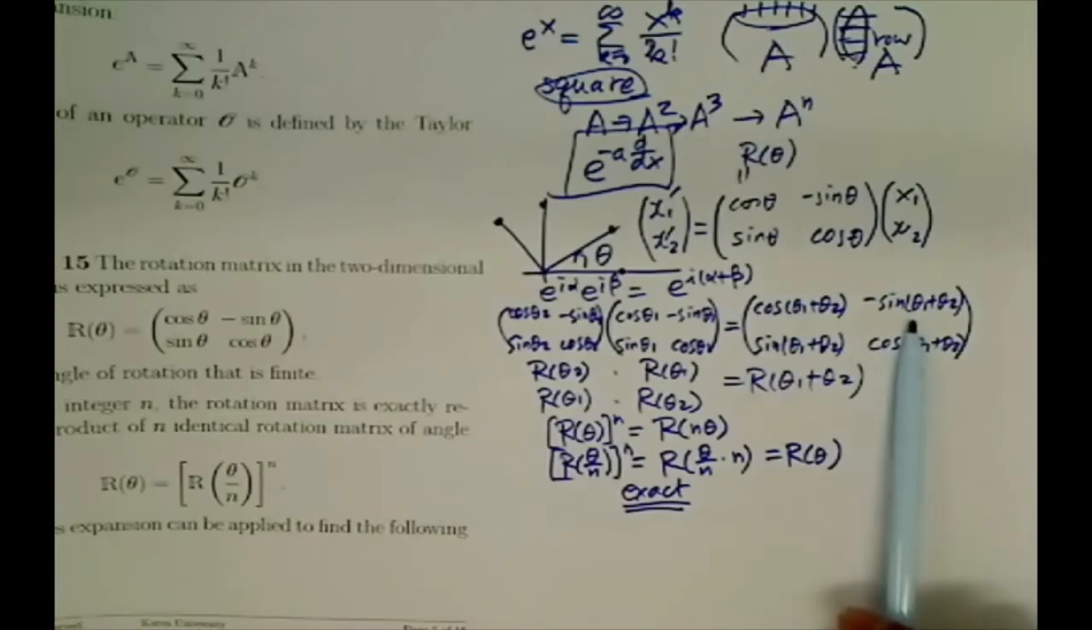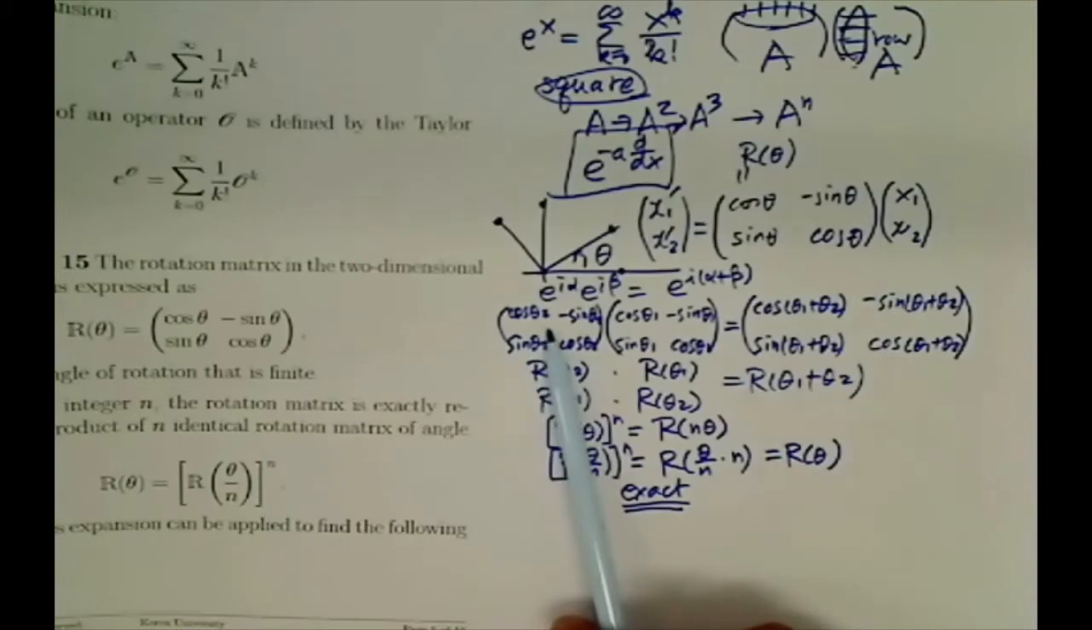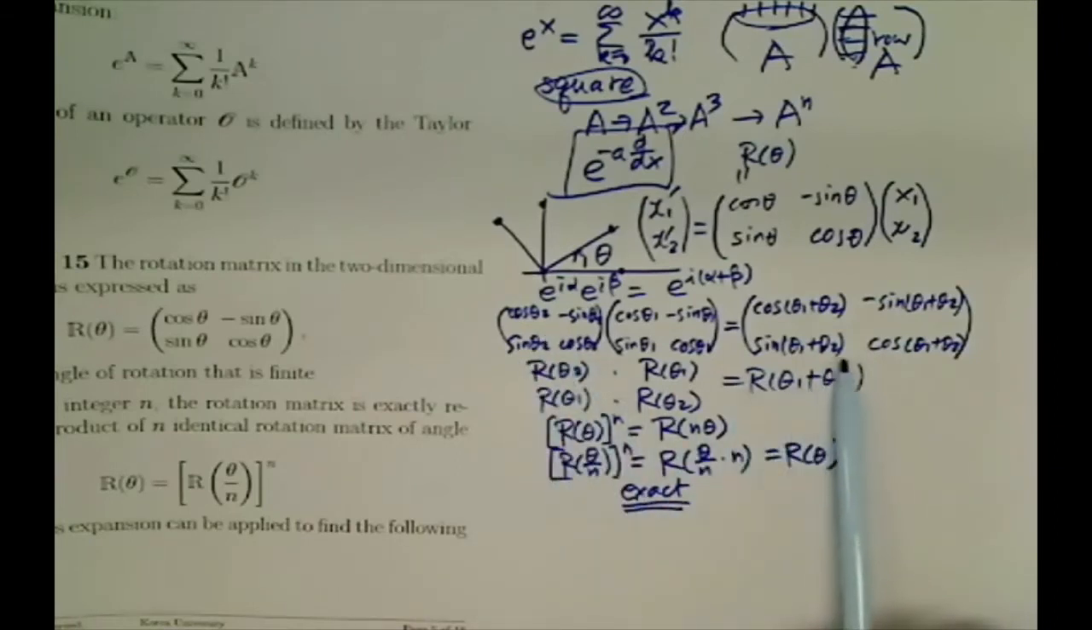The 1,2 element of this product matrix is cosine theta 2 times minus sine theta 1 minus sine theta 2 cosine theta 1. So sine, cosine, cosine, sine. But both of them have a negative sign in front. Therefore, we have minus sine of theta 1 plus theta 2. So the other elements will be found this way. The 2,2 element: sine theta 2 sine theta 1 with a negative sign, and cosine theta 2 cosine theta 1. So cosine, cosine, positive sign, and sine, sine, negative sign. So there is a cosine of theta 1 plus theta 2.